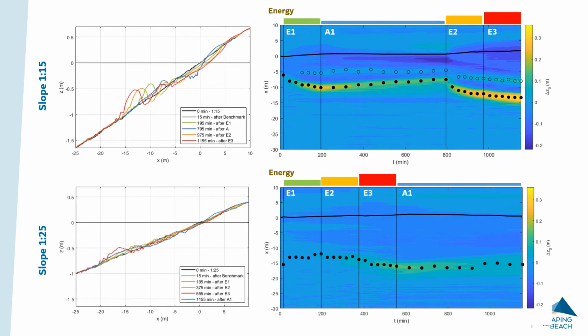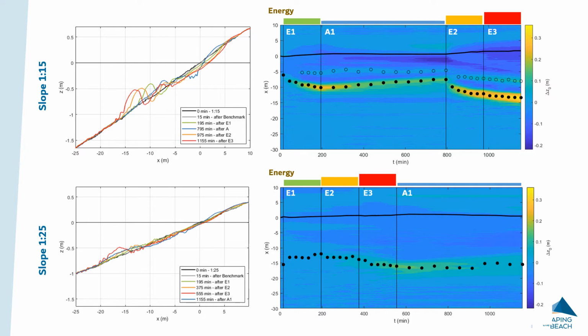When we look at the morphologic evolution of the beach on the 1 in 25 slope, we can see that the development of the beach profiles was significantly softer than in the 1 in 15 slope, with differences between the studied profiles and the initial profile about half of what you see in 1 in 15.